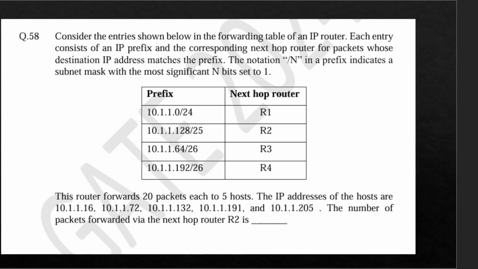Consider the entries shown below in the forwarding table of an IP router. Each entry consists of an IP prefix and the corresponding next hop router for packets whose destination IP address matches the prefix. The notation n in a prefix indicates a subnet with the most significant n bits set to 1. So here are the prefixes and here are the next hop routers. Okay, and this router forwards 20 packets each to 5 hosts. The IP addresses of the hosts are given. The number of packets forwarded via the next hop router R2 is what?